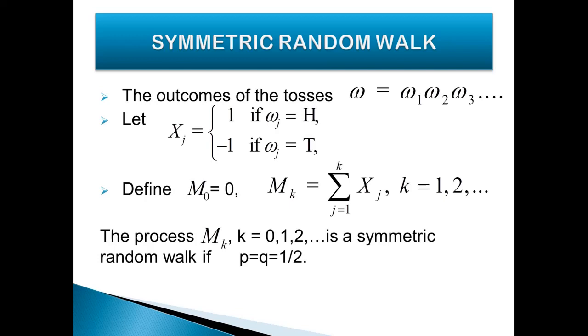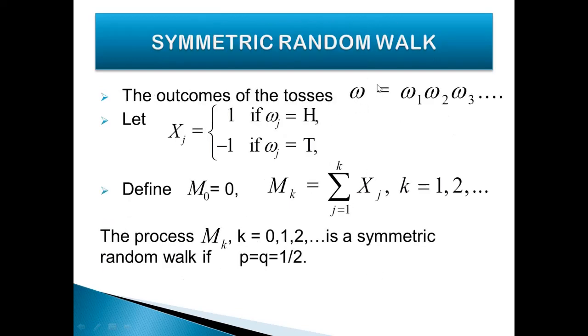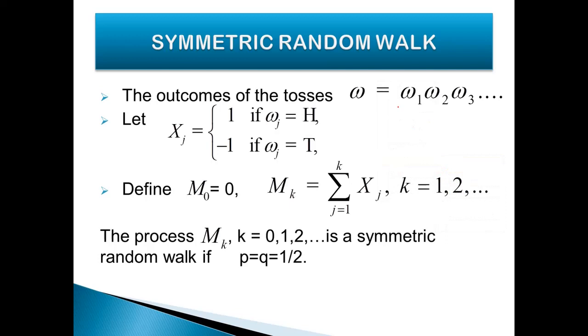As you know, we toss a coin randomly, and the outcomes are the omega. So we have omega 1, omega 2, omega 3, and so on. These denote the outcomes: the first one, second one, third one, and so on. This omega 1 can be either H or T. All of them are either H or T.